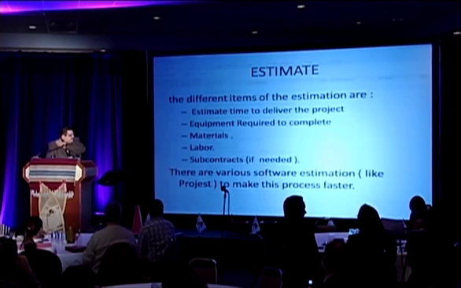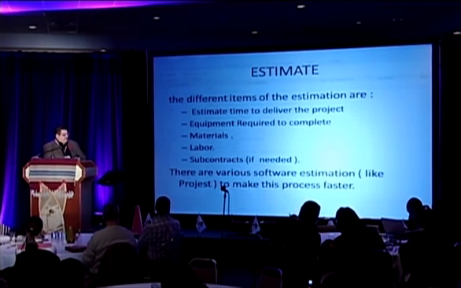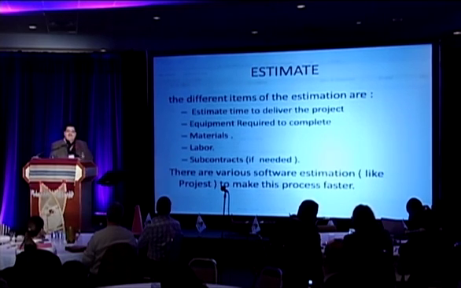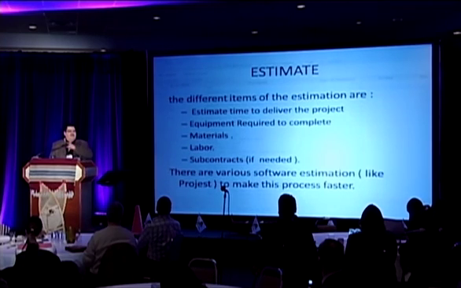There are various softwares for estimation. In construction, the one we use is called Progest. This software just makes the whole process faster, and it also links many different activities together, so if you make a mistake somewhere, you'll get some kind of an alert saying you already put this in this item here, so you don't double up or forget certain items.